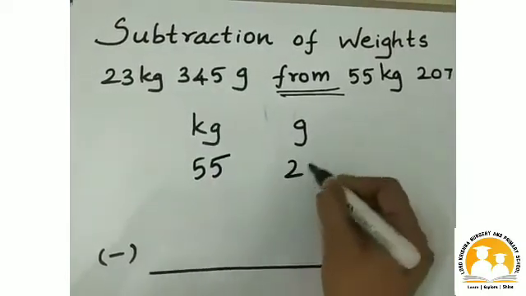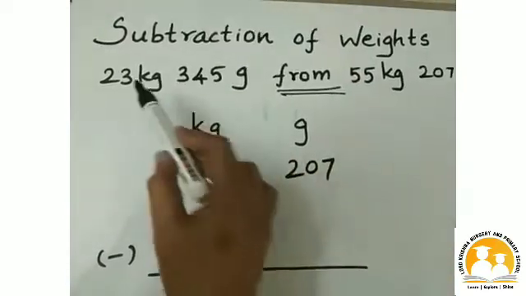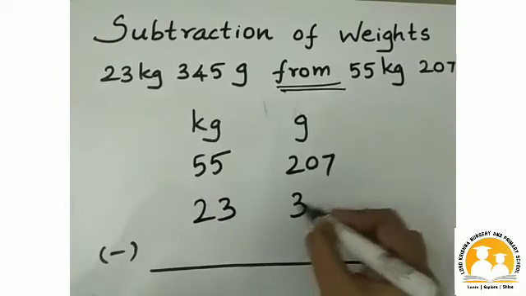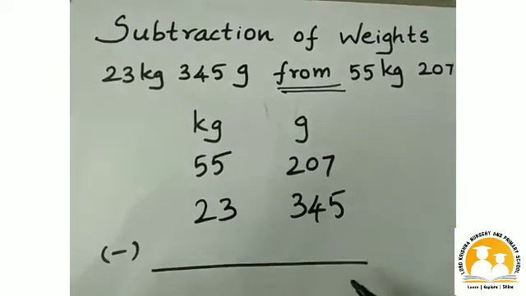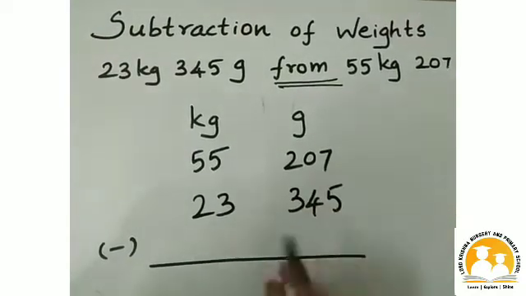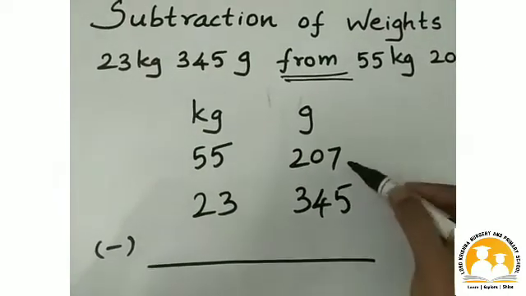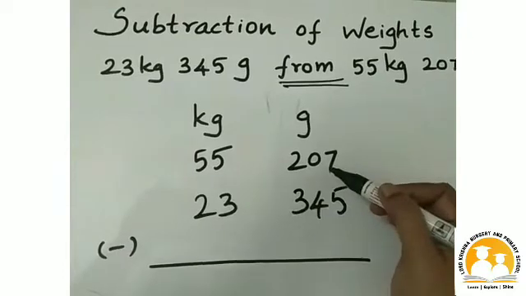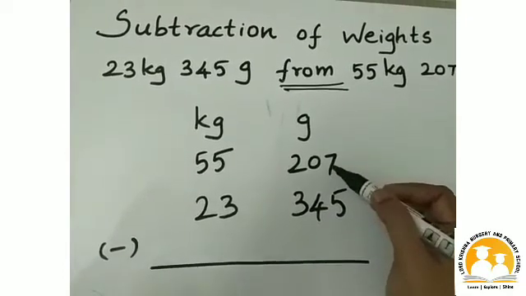55 kilogram comes on top, 207 gram, and 23 kilogram 345 gram comes next. This is normal subtraction. Start from 1's place. 7 minus 5 is equal to 2.